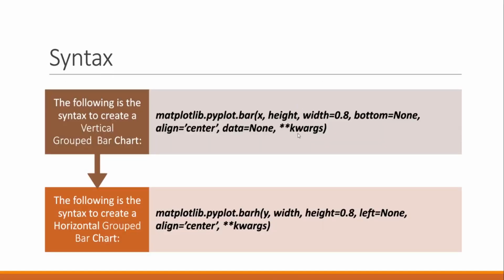Firstly, I will explain to you the syntax of a vertical group bar chart, or we can say the simple group bar chart. To plot a group bar chart, we call the bar function of the matplotlib pyplot module. And the syntax is like that: matplotlib.pyplot.bar, and we pass different parameters to it as x, height, width, bottom, align, data, and keyword arguments.